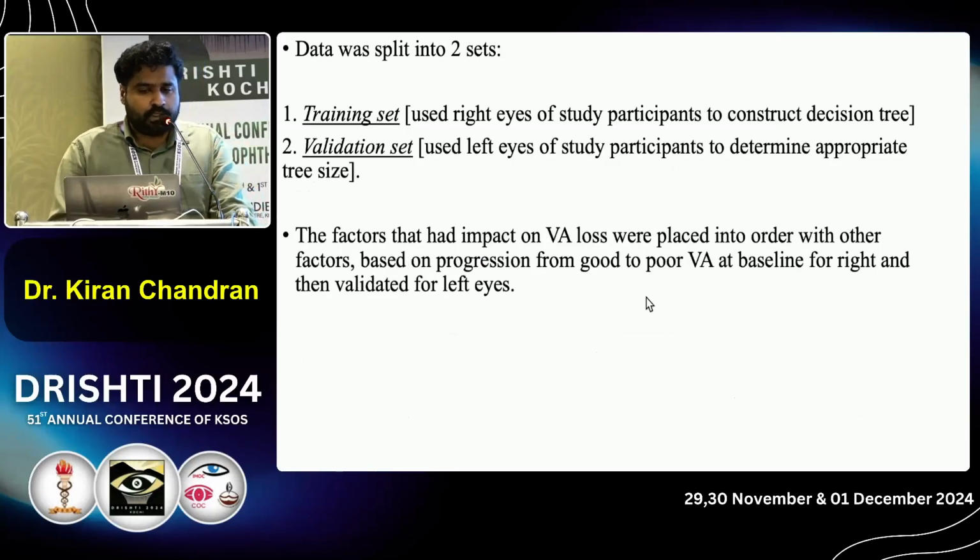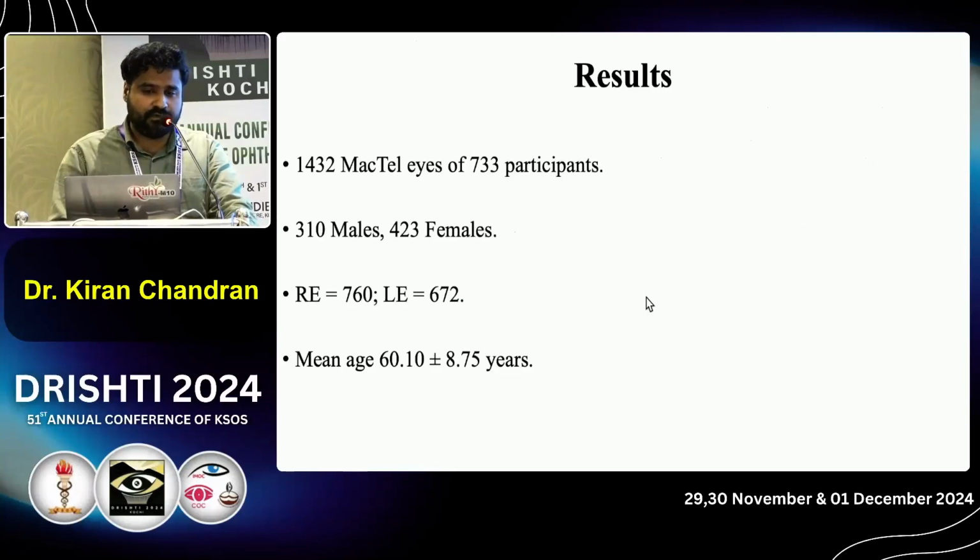The data was split into 2 sets: a training set, where right eyes were used to construct a decision tree, and a validation set, where the left eyes were used to determine appropriate tree size. The factors that impacted visual acuity were placed in order with other factors based on progression from good to poor visual acuity at baseline for both the right and left eyes.